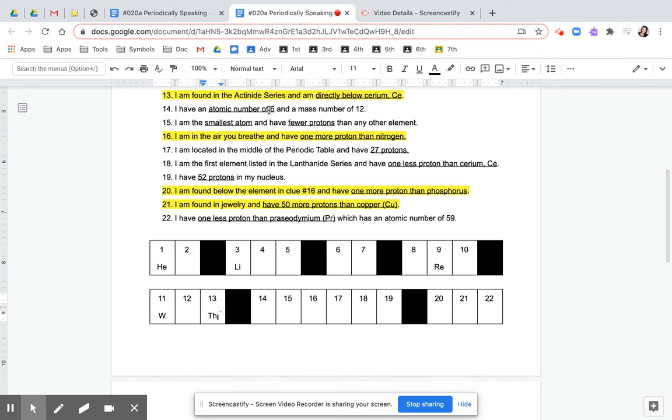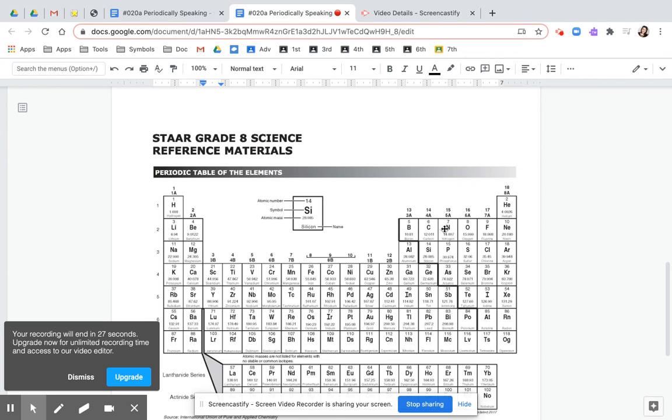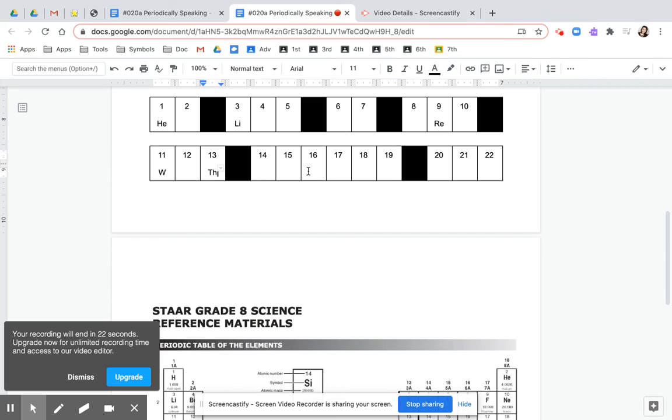14, I have an atomic number of 6 and a mass number of 12. 15, I am the smallest atom and have fewer protons than any other element. 16, we'll do that together. I am in the air you breathe and have 1 more proton than nitrogen. So we're going to find nitrogen. Here it is. Add 1 more. Oxygen. O. So that was 16. O. Okay. Make sure you watch part 2 of this video.